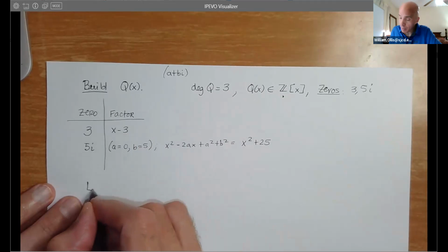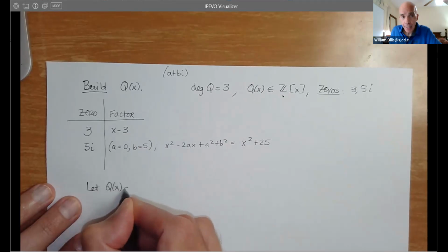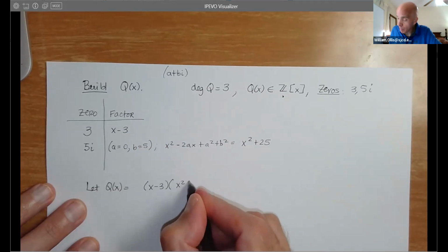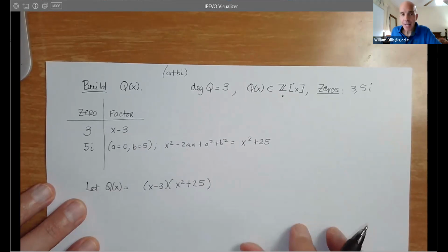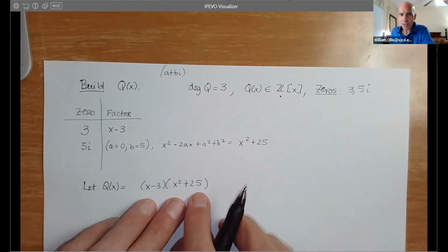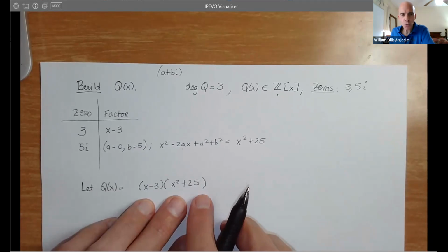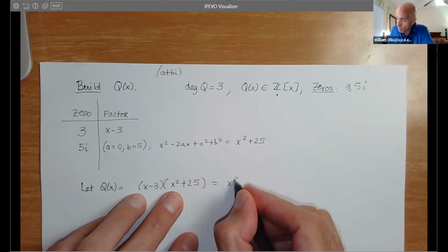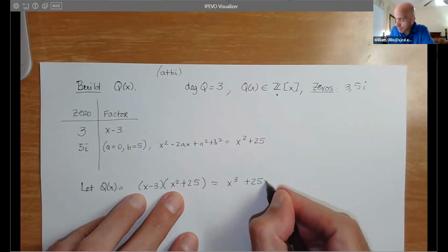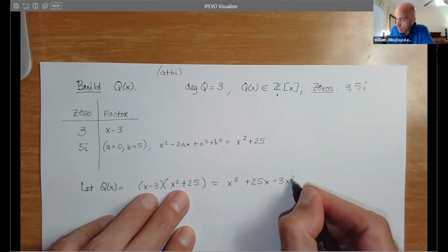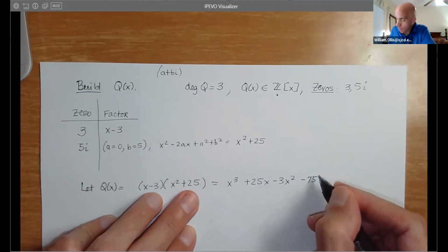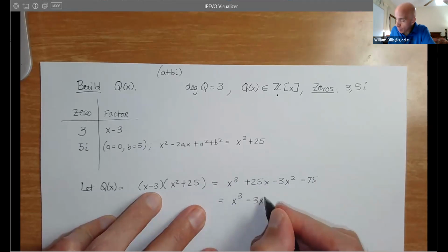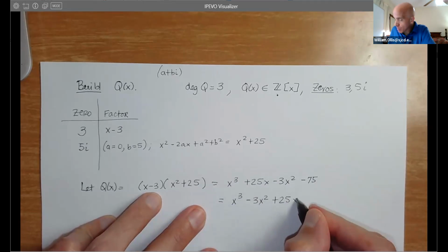So now we're like, let Q of X equal X minus 3 times x squared plus 25. Now, of course, WebAssign may not be mad at you if you leave it like this, but it's good to just write it in descending order. So let's just go ahead and practice. So multiply by x cubed plus 25x, and negative 3x squared minus 75. So if we write it in descending order, we get x cubed minus 3x squared plus 25x minus 75.